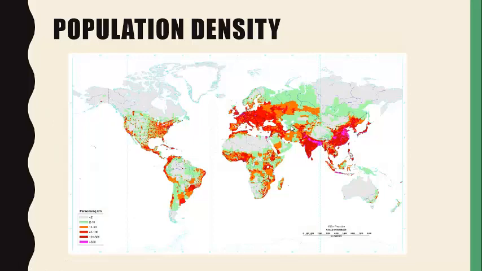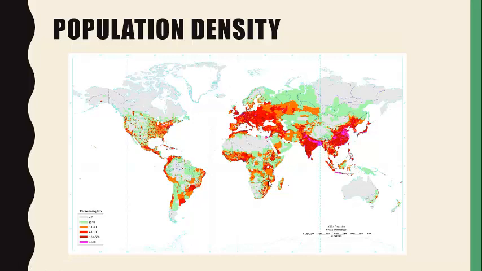And so here's what population density looks like on a global scale. So this map here is showing the darker areas, which have higher population density, as opposed to the lighter areas, which have lower population density. So darker areas, there's more people living per square kilometer. Lighter areas, there's fewer people living per square kilometer.